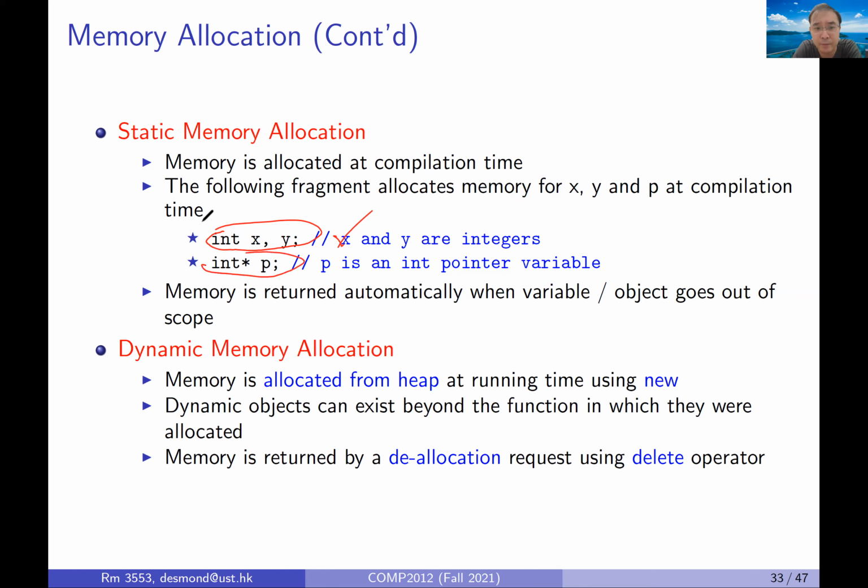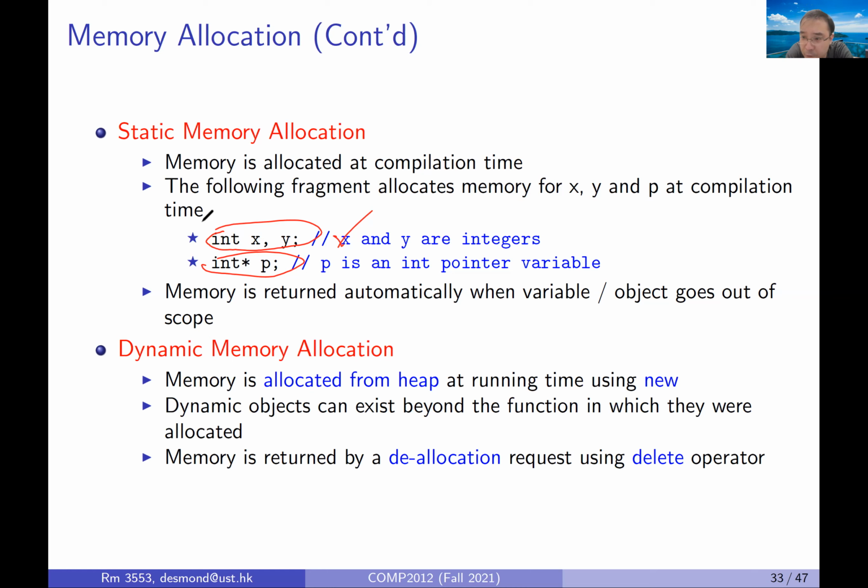Hey, how about this one? In int star P, we define a pointer variable P without using new. Without using new means we are going to get the memory when we compile the program, static memory allocation. Agree? Very simple.